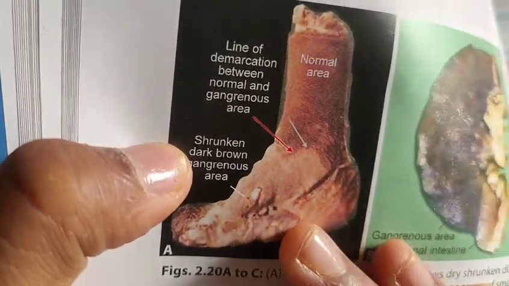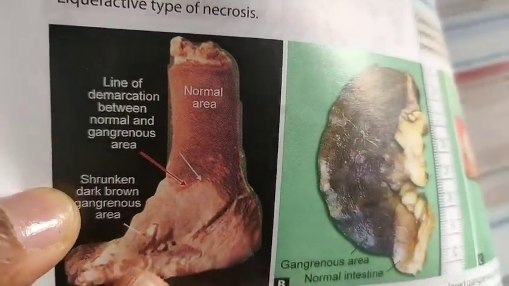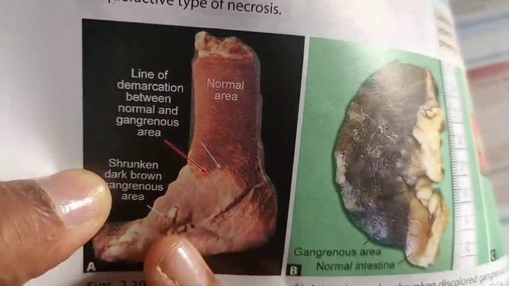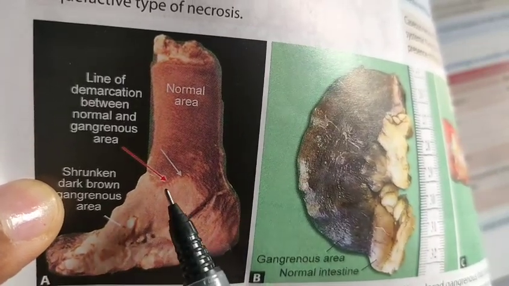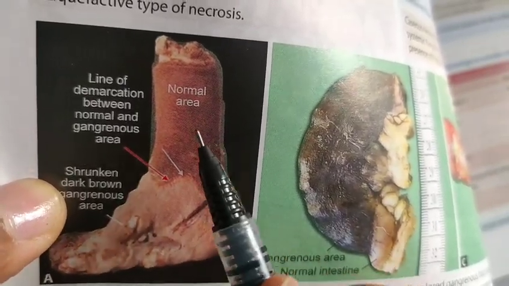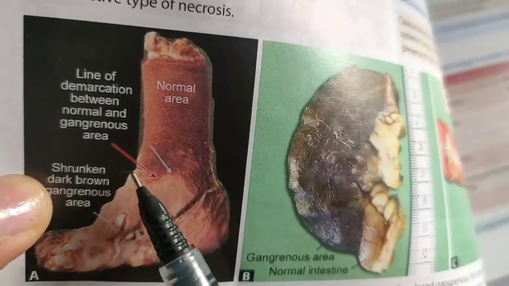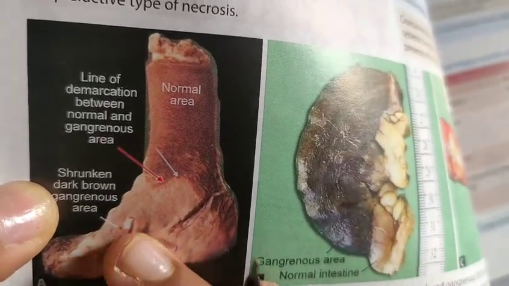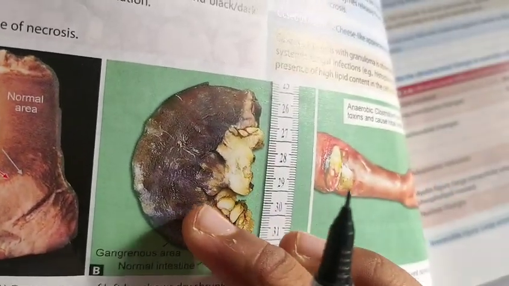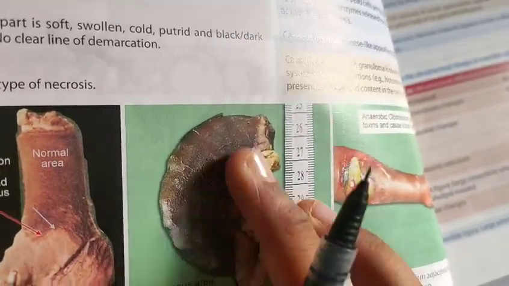This is a dry gangrene, where you can see the distal part, at the edges of the foot. In dry gangrene you can see the line of demarcation. This is a normal area and this is the gangrene, the necrotic area. Here you can see the line of demarcation. This is a dry gangrene. This is a wet gangrene in the colon. In the soft tissues you see wet gangrene.